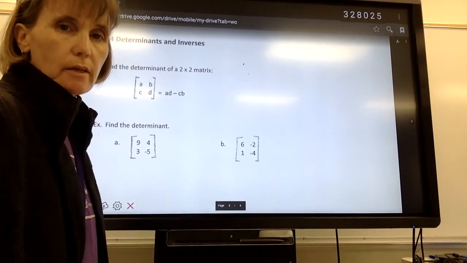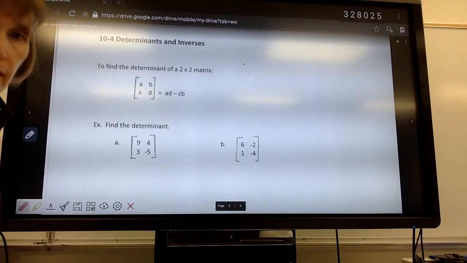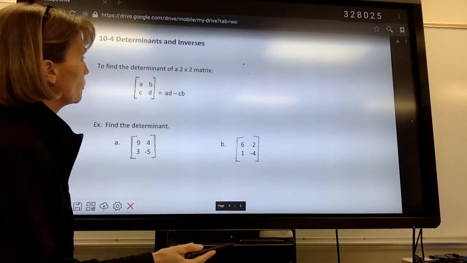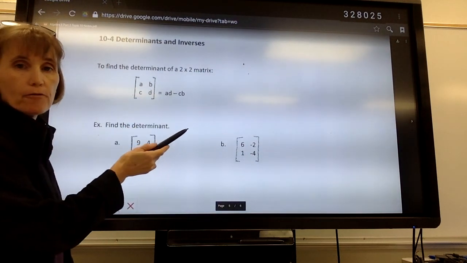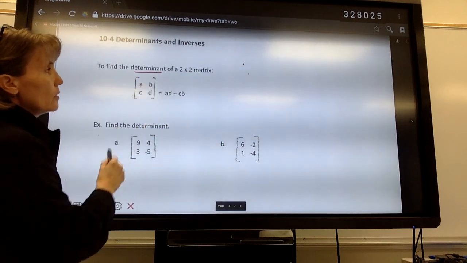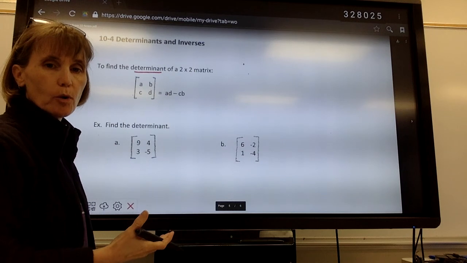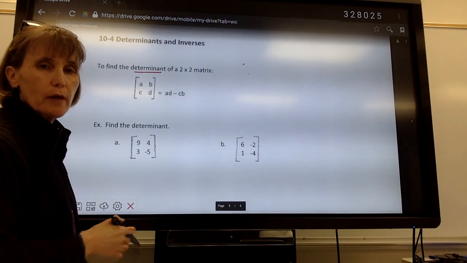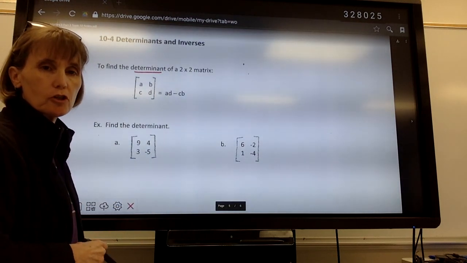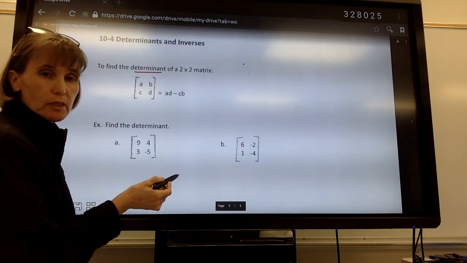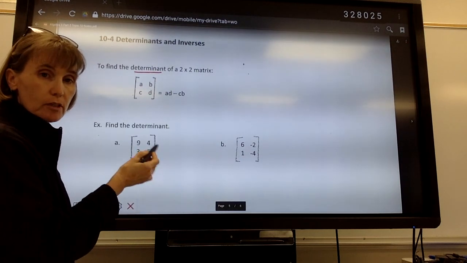Okay, if you missed the 10-4 determinant and inverse section for Algebra 2 Part 2, what we did is we learned how to find what's called the determinant of a 2 by 2 matrix. Now you can find the determinant of any square matrix, and there's a process to doing that, but we're going to restrict and just do the 2 by 2 matrices.